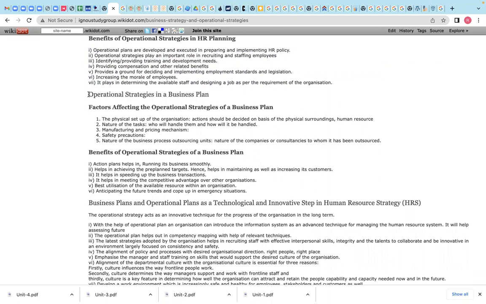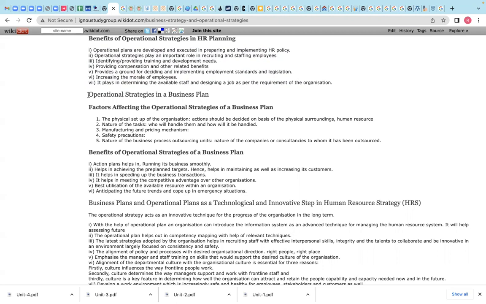Instead of all those points, they could have simply told that every process associated with HRM needs to be implemented. Unless and until it is implemented, it doesn't make any sense. To implement, operational strategy is the one which is going to help.